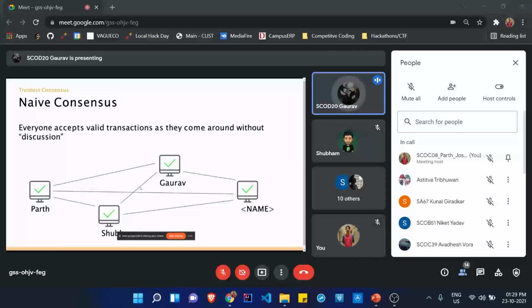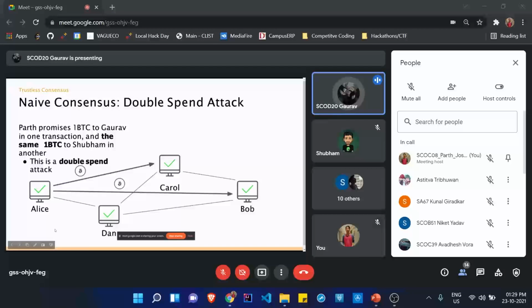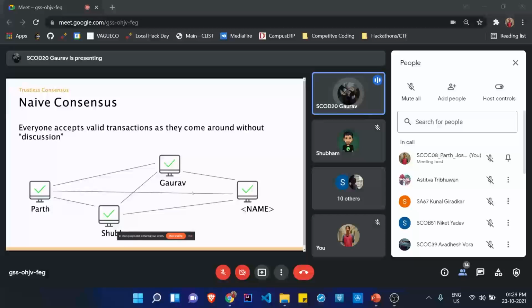So you might have guessed this might be very wrong to do. इस approach में बहुत कुछ गलत हो सकता है. I'll just show one possibility, that is the double spend attack. Let's suppose Alice has 5 Bitcoin, and she wants to send those 5 Bitcoin to Carol as well as the same 5 Bitcoin to Bob. उसके पास 5 ही Bitcoin है, but indirectly she is sending 10 Bitcoins to both Carol and Bob. So this is a kind of double spend attack that might occur using this naive consensus.